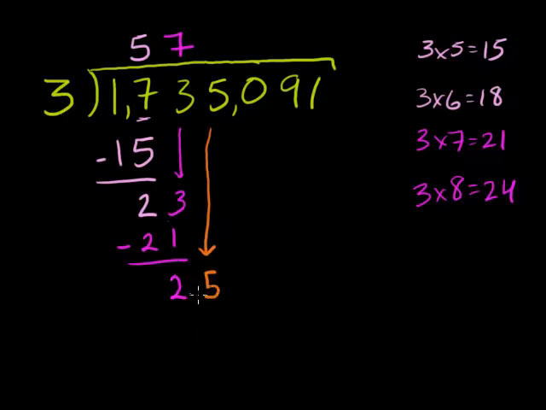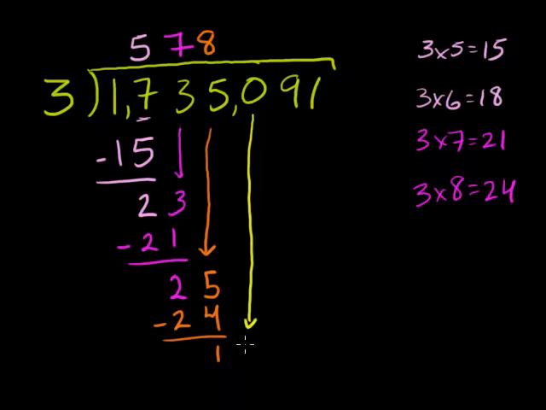3 goes into 25 how many times? Well, 3 times 8 gets you pretty close, and 3 times 9 is too big. So it goes into it 8 times. 8 times 3 is 24. I'm going to run out of space. You subtract, you get 1. 25 minus 24 is 1. Now we can bring down this 0. And you get, 3 goes into 10 how many times?